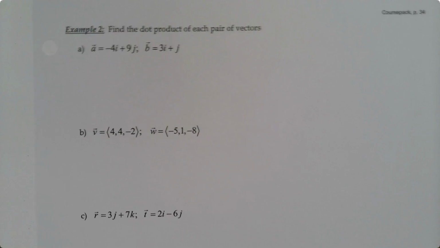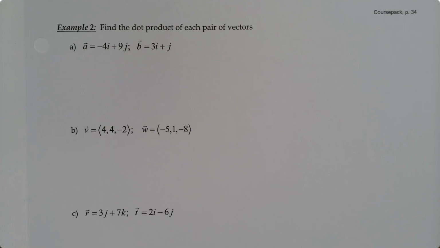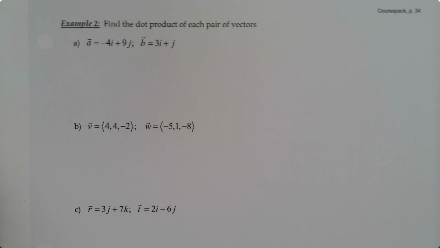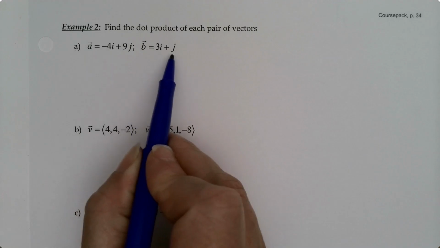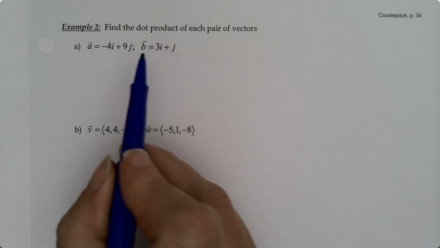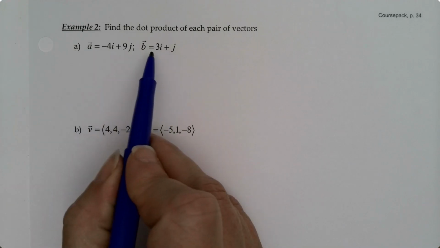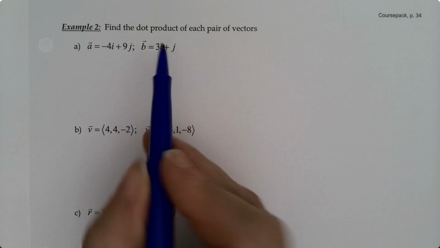Right here for example 2. So we're going to find the dot product of each of the following pairs of vectors. So we have negative 4i plus 9j and 3i plus j. So notice they both are the same type. So these are i's and these are j's. So this is going to work out beautifully.